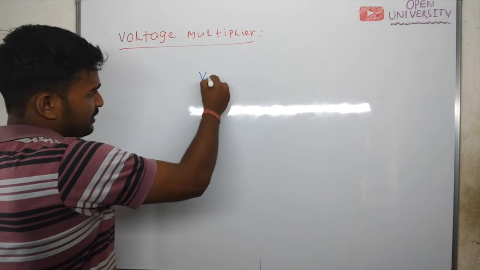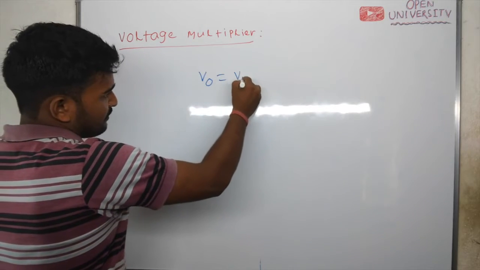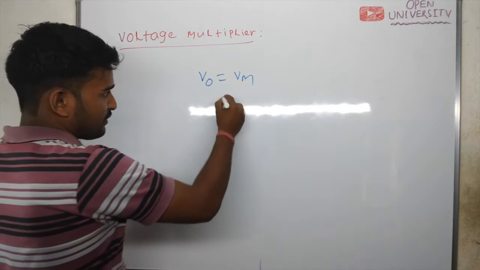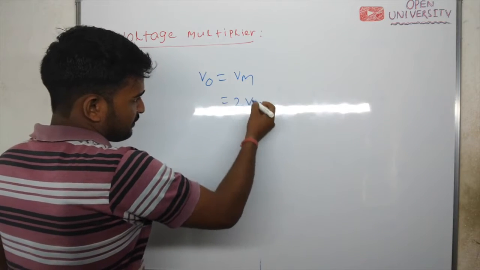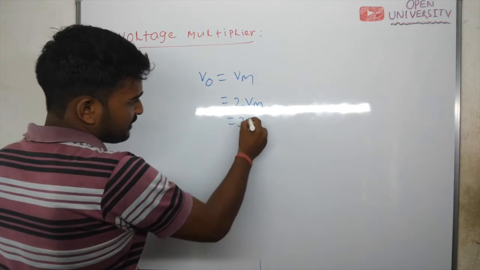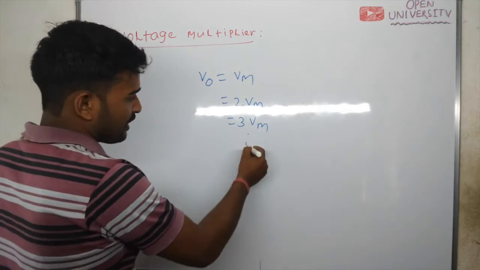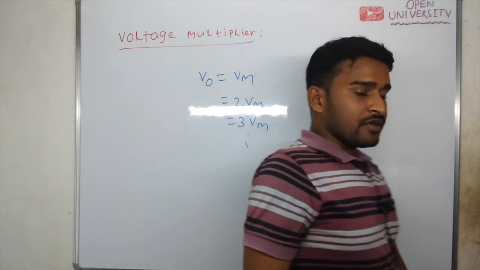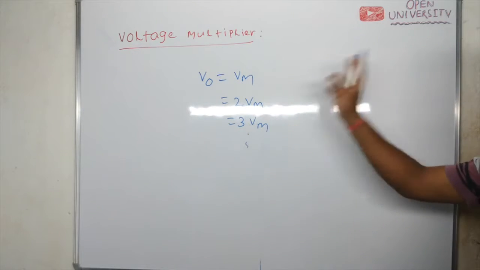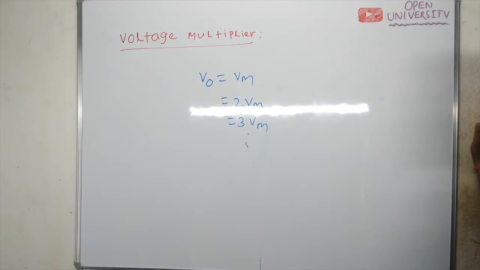That integer can be Vm or 2Vm or 3Vm, like this. So output voltage is a DC voltage which is an integer multiple of peak input value. Write down this point.